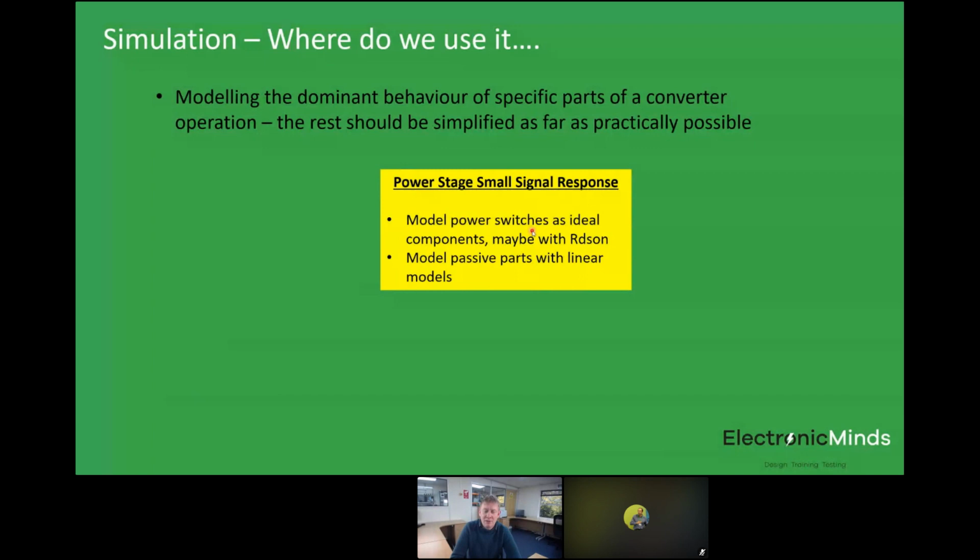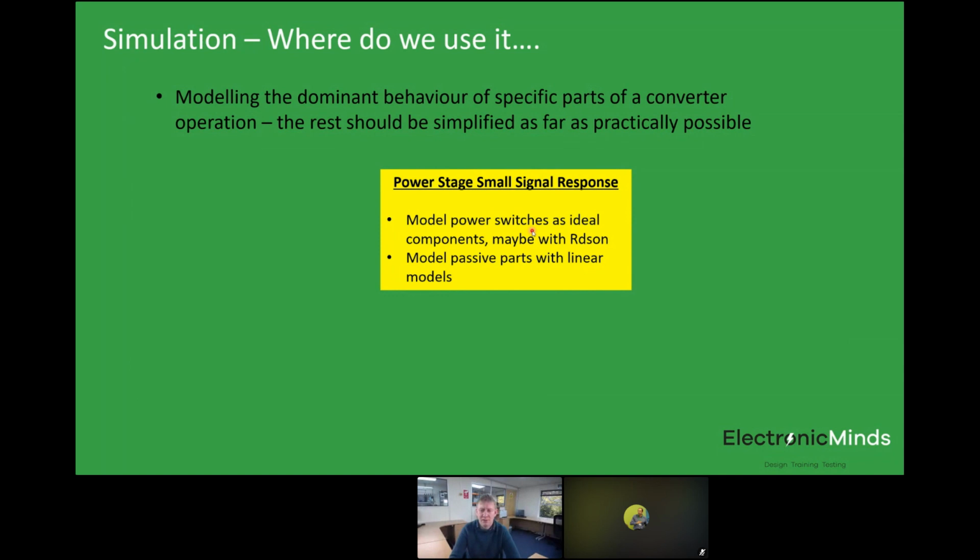And also, do you really want to model the nonlinearity of your magnetics, your ferrite core? Well, that shouldn't have a significant bearing on the low order behavior of your control loop. So no, I would just model that as a linear material and therefore speed my simulation up. In that case, we're just interested in the small signal response, so we model the major dynamics and try and simplify everything else as much as possible.